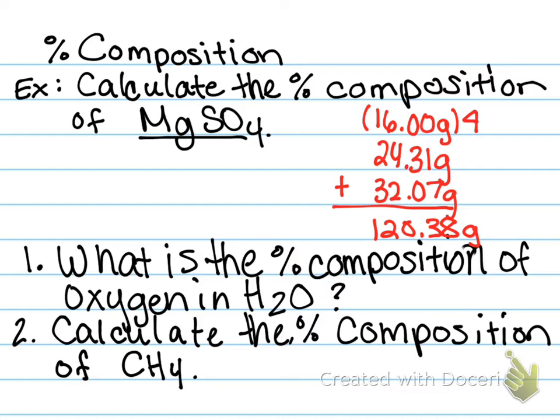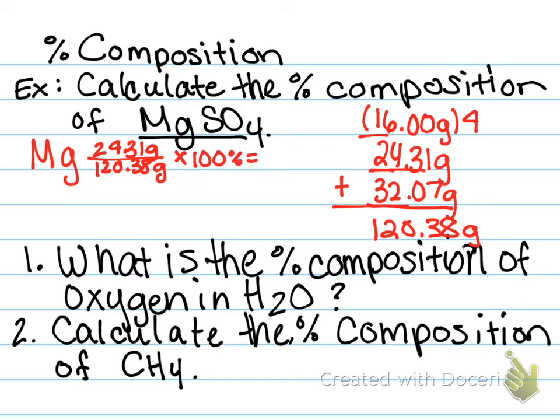Now we're going to take the individual masses of each of the elements, magnesium, sulfur, and oxygen, and we're going to divide it by that total mass and multiply by 100. For the magnesium, this should mean taking the mass of magnesium, which is 24.31 grams, dividing it by 120.38 grams, multiplying by 100, and that should give us our answer, which I calculated to be 20.19%.